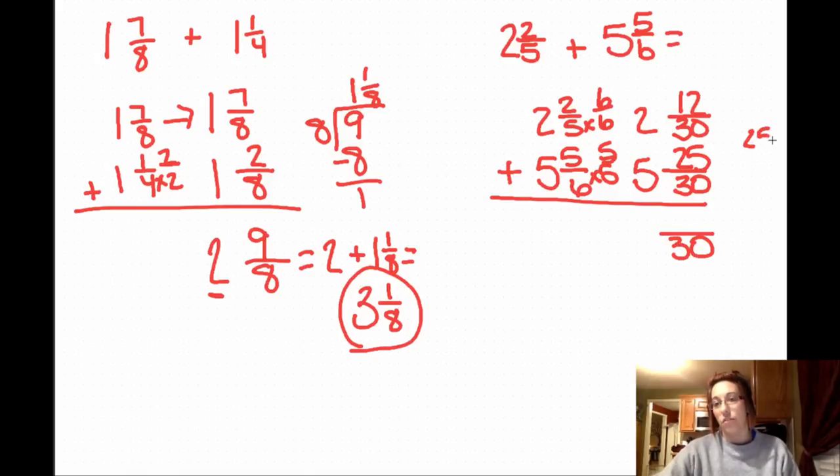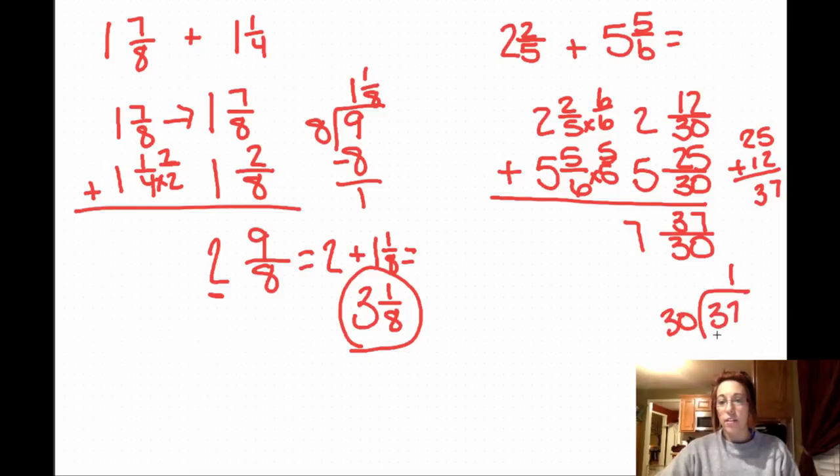25 plus 12. 5 plus 2 is 7. 2 plus 1 is 3. I do have an improper fraction here, 37/30. 30 will go into 37 once. So that's going to be 7/30 left over. That cannot be simplified because 7 is the smallest it can get. We add 1 and 7/30 to 7. 7 plus 1 is 8. And our 7/30 stays the same.